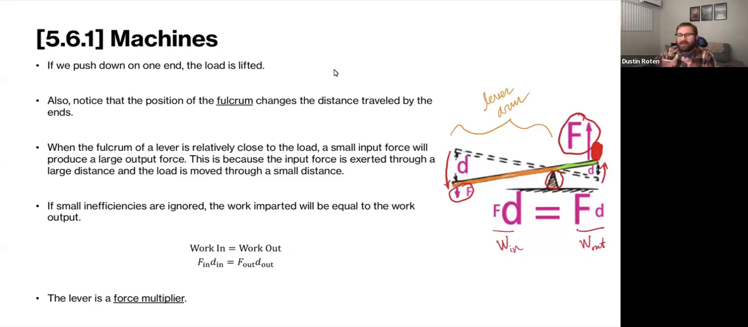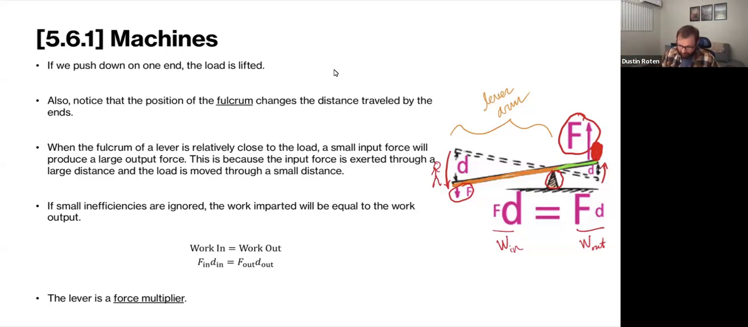So what this means is if puny Dr. Roten is standing over here and he uses his puny little nerd arms and pulls down on this lever, he doesn't have to apply much force, little f, to get a really big force out of this machine. Okay? So that's the whole idea of a machine: we can put in a little bit of force, but then we get a lot of force out.